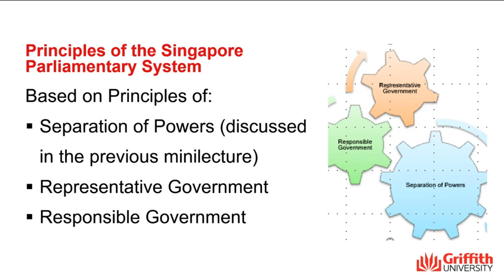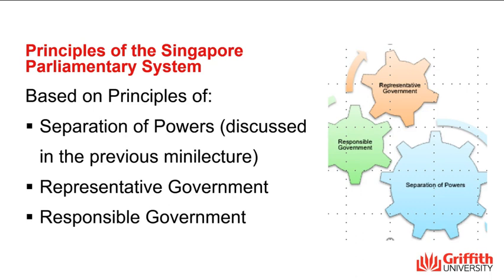It has 3 separate branches: the legislature, or Parliament itself, the executive, and the judiciary. Parliament makes the laws. The executive, also known as the government and comprising cabinet ministers and office holders, administer the law, and the judiciary interprets the law through the courts of Singapore.